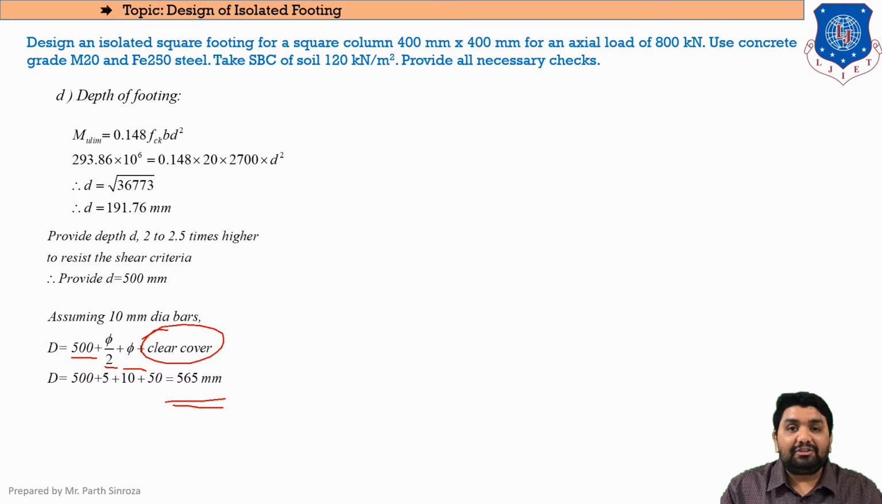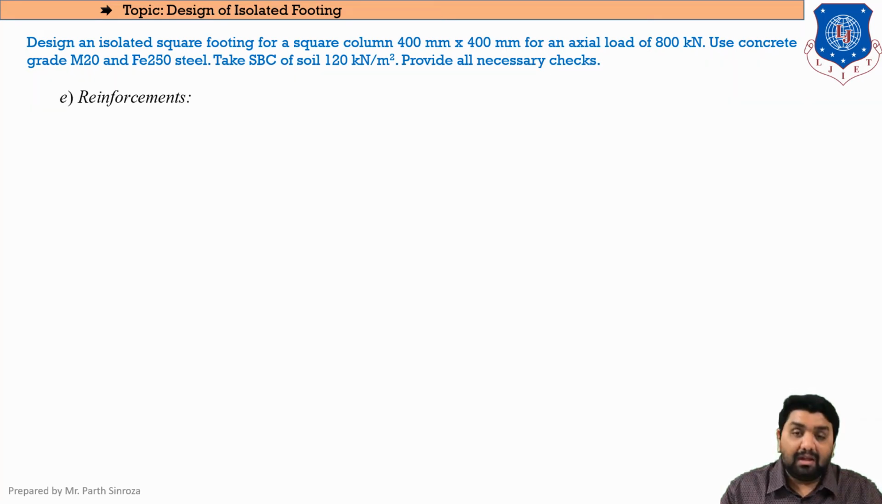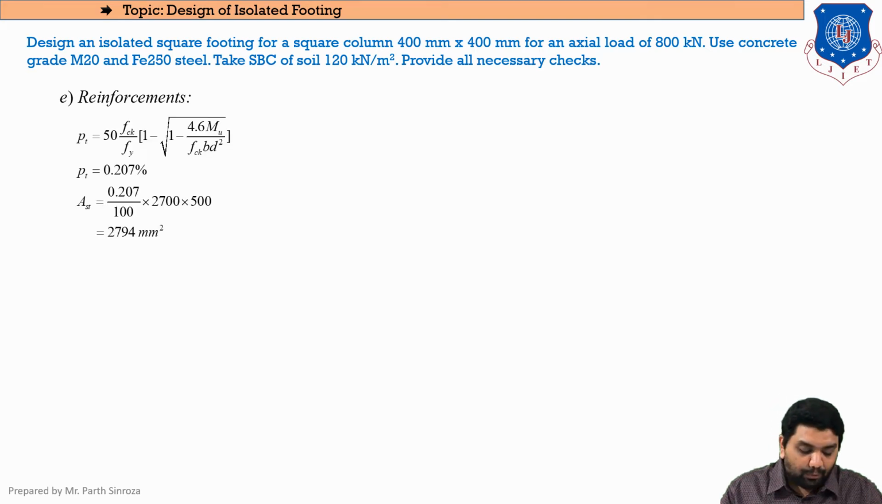Clear? So the final answer comes out to be 565 mm. So the capital D, that is our overall depth, comes out to be 565 mm, and our effective depth comes out to be 500 mm. And the next step will be to provide the reinforcement. So for reinforcement, again we'll be providing the same criteria that we have dealt with in the entire RCC portion. The first thing that we'll be finding is the value of PT, and PT can be obtained from the same equation, that is 50 FCK by FY, 1 minus under root 1 minus 4.6 MU upon FCK BD square. So solving it, we are getting the value of PT to be 0.207.